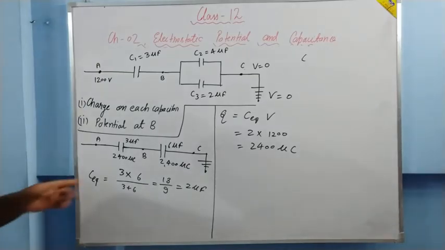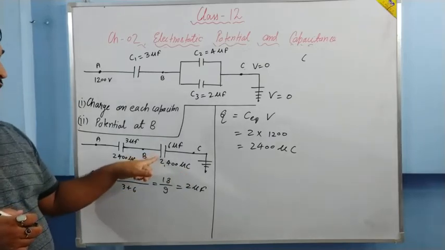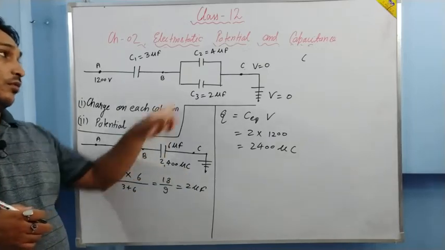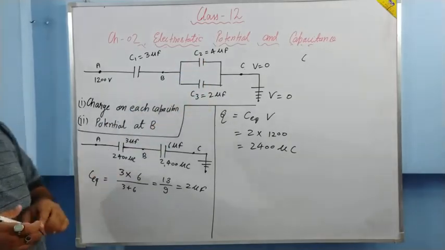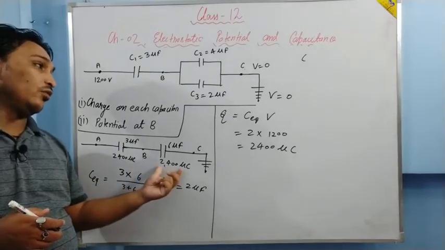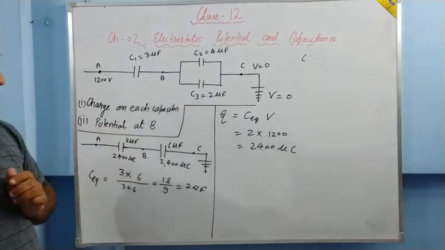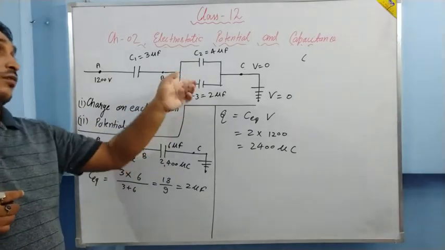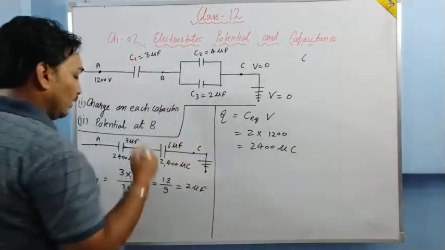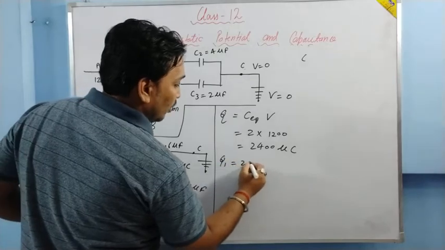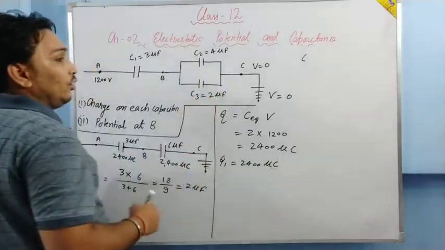Is it clear? So if this is having 2400 microcoulomb, this will have 2400 microcoulomb, but this capacitor is not given in the question. Actually, this is the combination of these two. So what we need to find out is in what ratio the 2400 microcoulomb will be divided, and then we can find out what amount of charge will be on C2 and C3. Now let us see. So for Q1 we have 2400 microcoulomb. For C2 and C3 we need to find out.